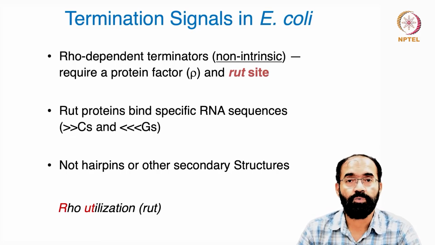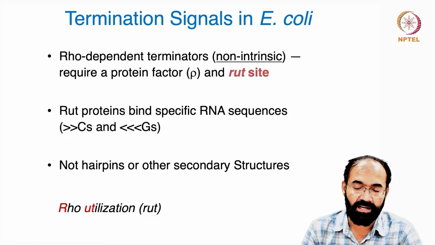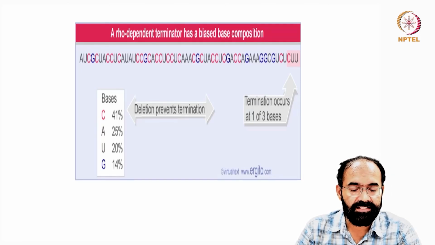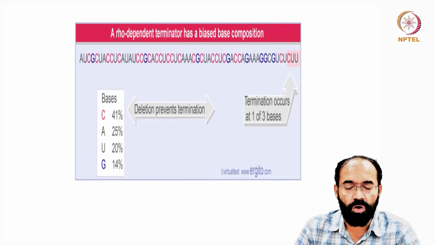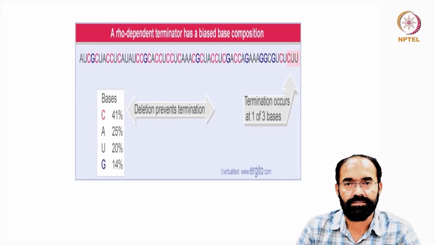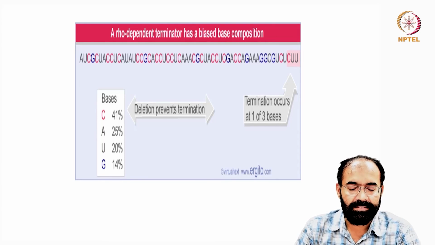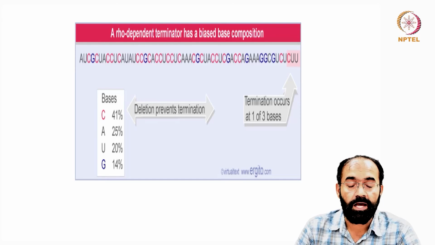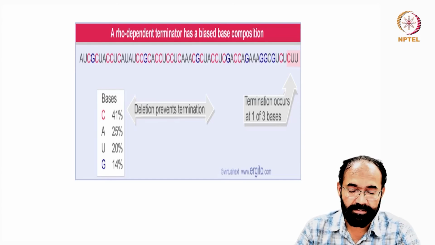So the rho recognition sequence, when present in the RNA, the rho protein will come and bind onto the growing RNA molecule. So you can see here in this sequence there is a long stretch of rho binding region which has 41% C's and 25% A's and 20% U's and 14% G's. So predominantly this sequence is rich in C's and then A, U and least by G's, and this allows the rho recognition, and this termination occurs roughly around 1 to 3 bases downstream of this rho utilization site or RUT site.